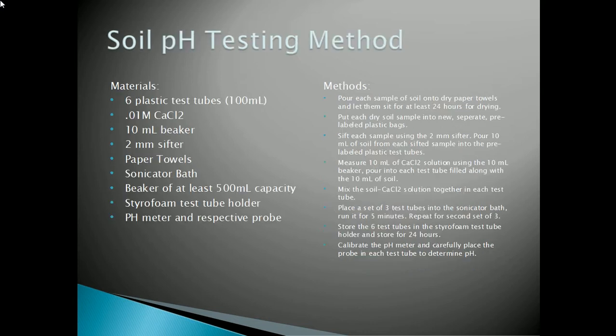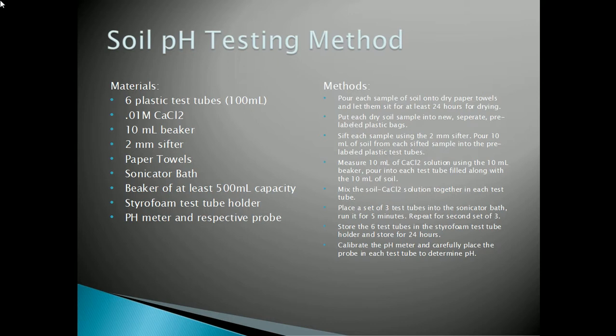For the soil pH testing method, we need 9 materials: 6 plastic test tubes of at least 100 milliliters, 0.01 molar calcium chloride solution, 10 milliliter beaker, 2 millimeter sifter, paper towels, sonicator bath, a beaker of at least 500 milliliters capacity, styrofoam test tube holder, and a pH meter along with its respective probe.